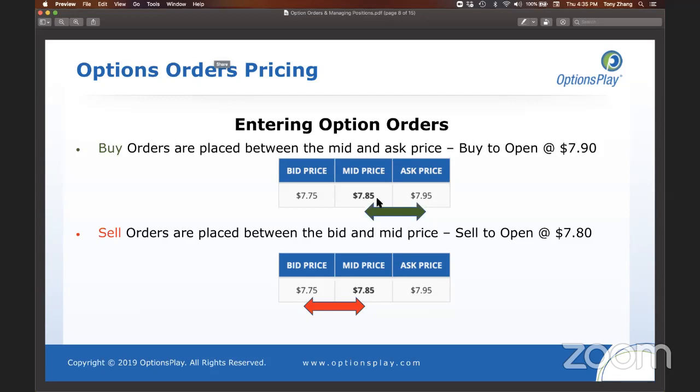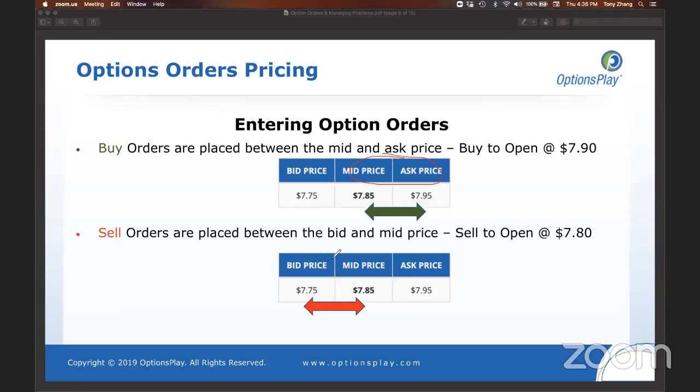So the question is, where do you place your orders with respect to that midpoint? I say most executions are executed within 5 to 10 cents of that midpoint, but it depends on whether you're buying or selling. So if you're buying, you always want to place your limit orders between that midpoint and the ask price. If you're selling, you want to place your orders between the midpoint and the bid price. So remember that when you're trading these types of options, if you're buying, you want to be in between these two prices.